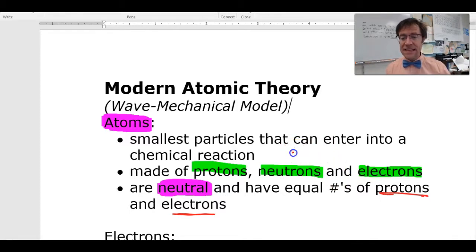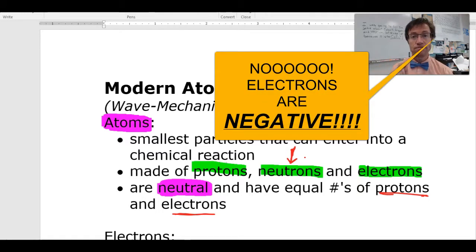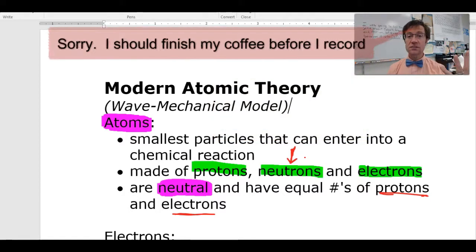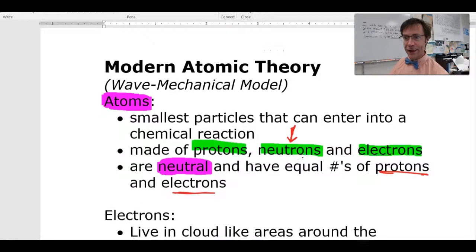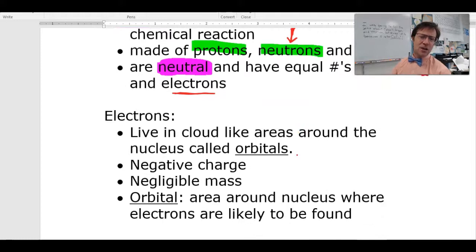You'll notice I haven't said a thing about neutrons. You know why? Because neutrons have no charge. So neutrons can come and go, and it won't affect the charge one little bit. However, protons and electrons do have charge. Protons are positive and electrons are negative. You got it? So you have to have equal numbers. If you have 4 protons, you have to have 4 electrons, because if it's an atom, all the positives cancel out all the negatives, and we've got ourselves a nice, happy, neutral atom. You dig what I'm saying? Isn't that great? So let's dig into electrons for a little bit here.